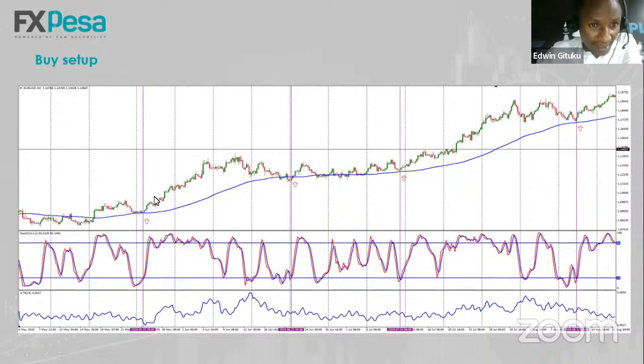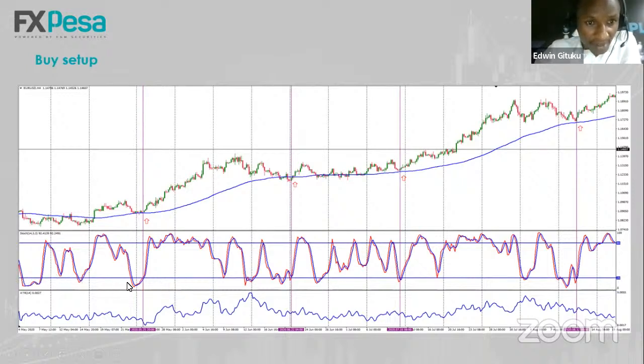Then we are combining the action on the price with the indication on stochastic. With stochastic, we are trying to look for scenarios where you'd have these two lines, the blue and the red line that are moving up and down. These are the lines that Mathew was referring to. So we have K and D. Basically, the flow of stochastic tries to mimic the flow of the price. It ranges between 0 to 100, and we have two zones.